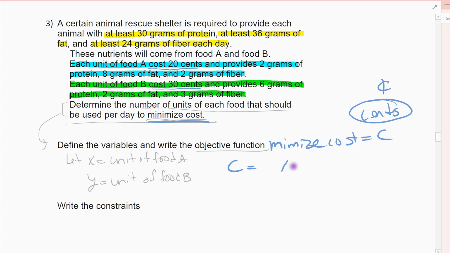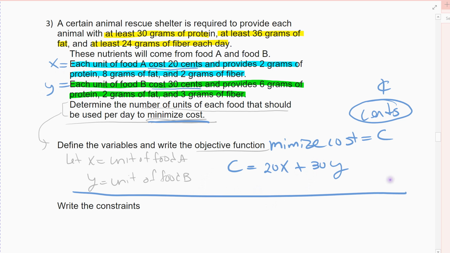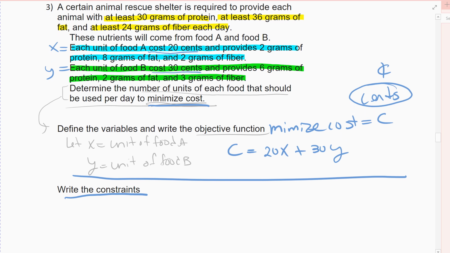And so I've got my X and my Y. X goes with A and Y goes with B. So it costs 20 cents for every unit of X and 30 cents for every unit of Y. And so there's where my objective is. I'm going to hold that off. Again, keep in mind it's in cents and save that for later. I'm going to put that in my table and figure that out after I find my feasible region and find my corner points.